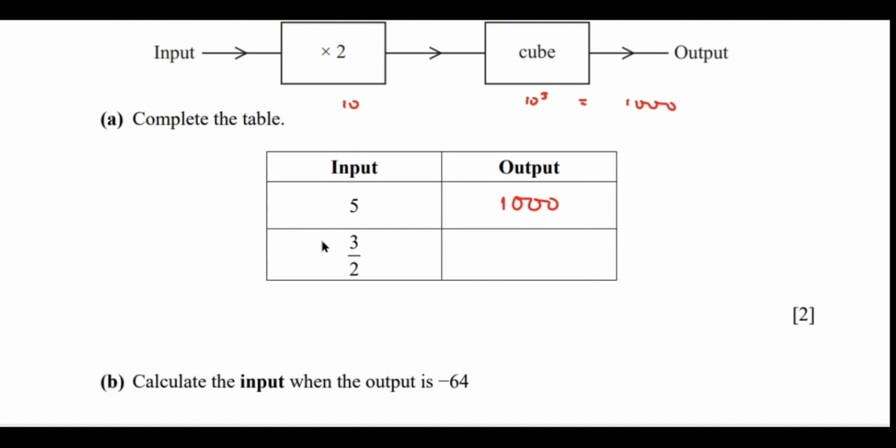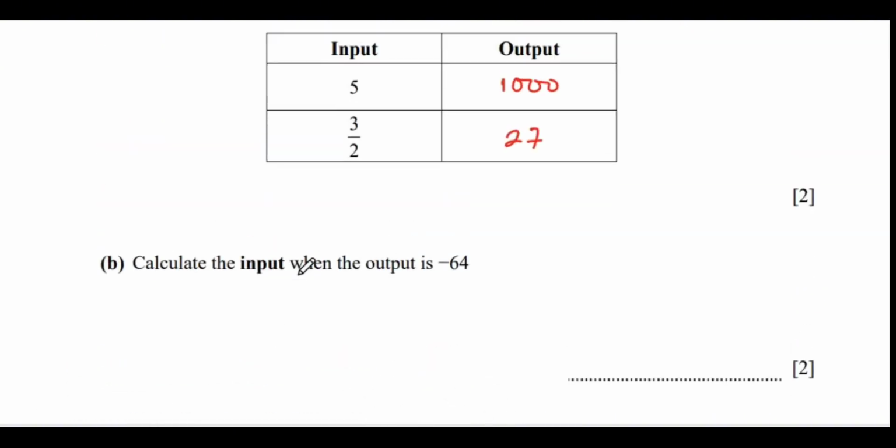So we'll do the same thing here. It's multiplied by 2. We multiply here by 2, you have 3. When you take cube of 3, that's 3 times 3, which is 9 times 3. That'll give you 27. So here will be what? 27.